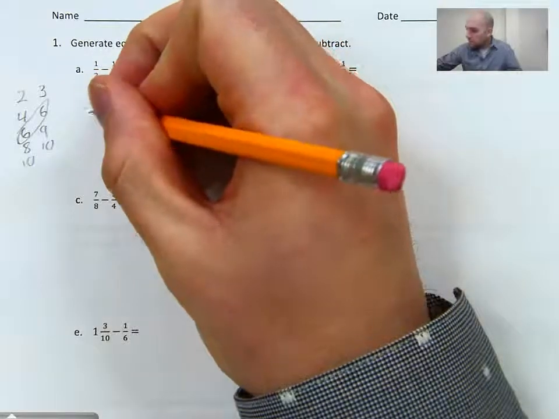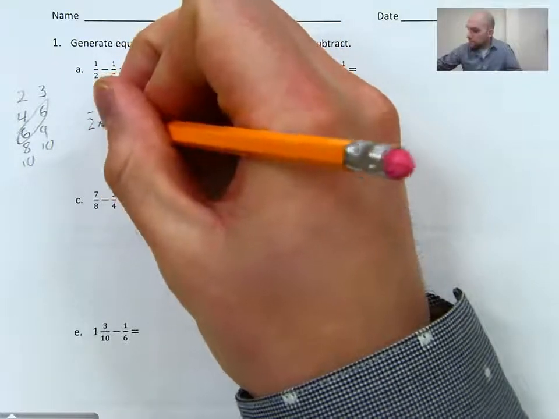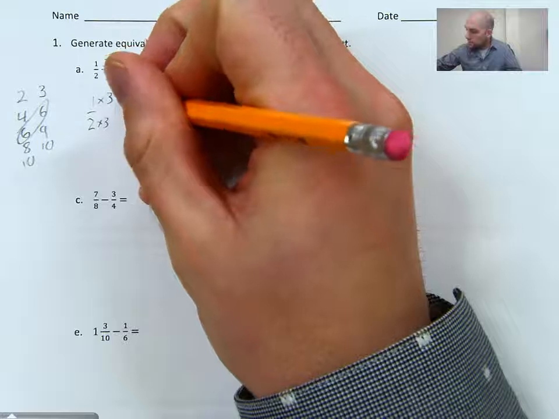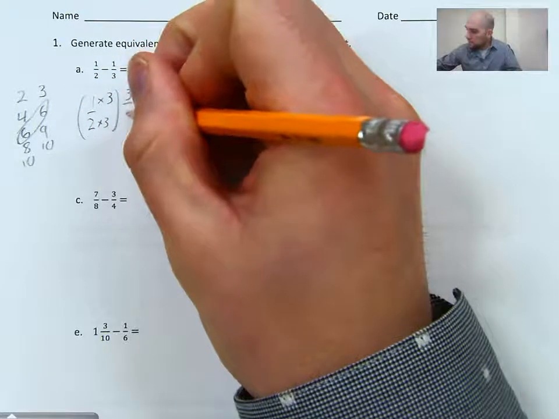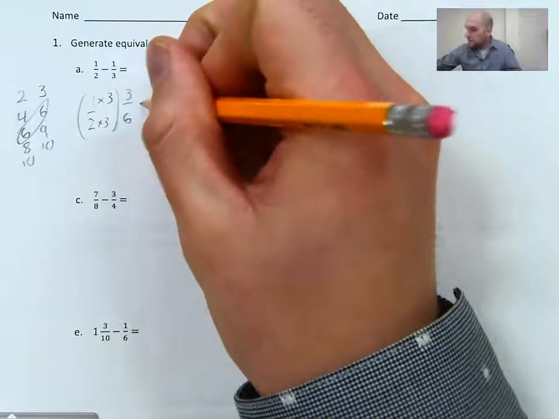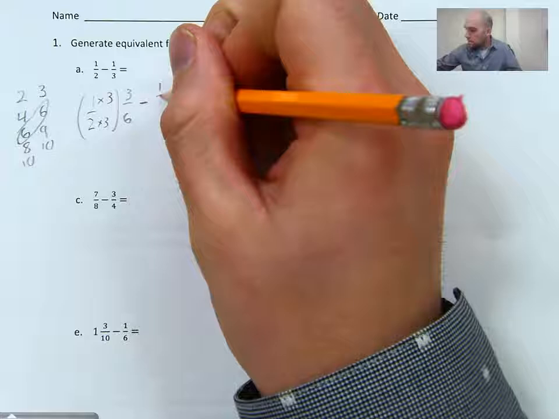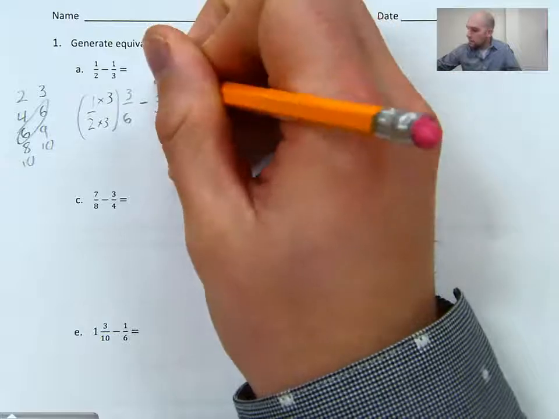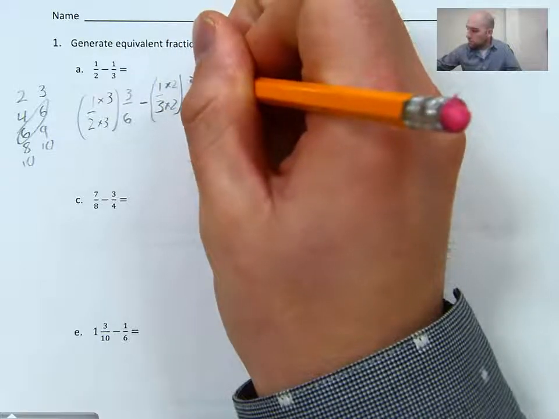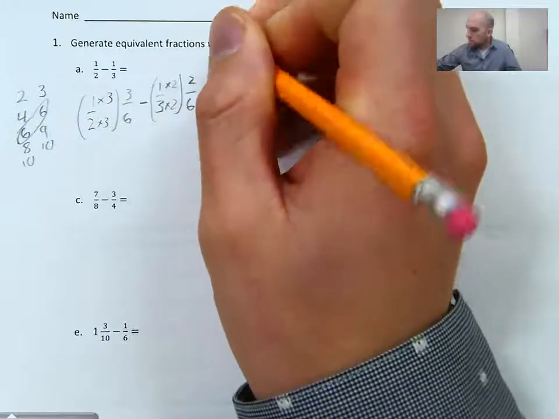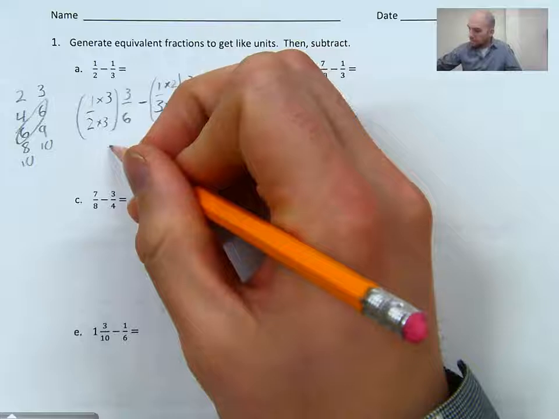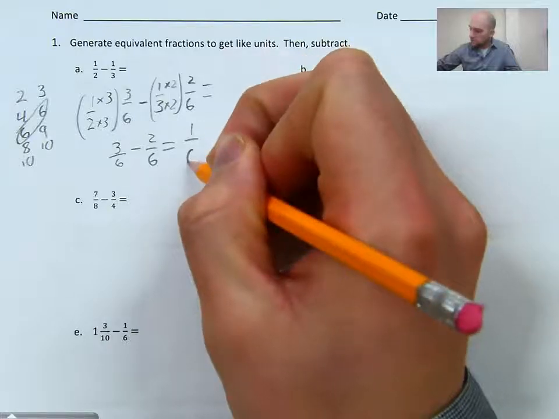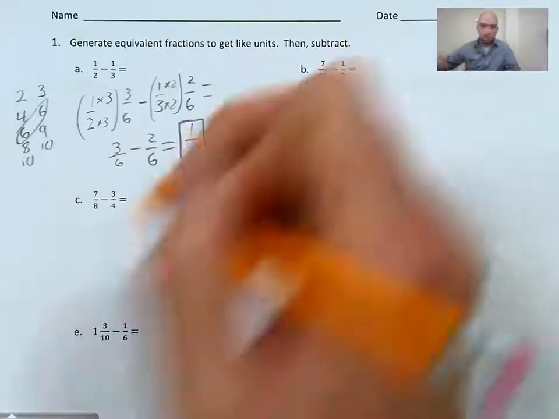So I'll start with 1/2. To get to 6, I need to multiply by 3, both top and bottom. And I will have 3 on the top and 6 on the bottom. 3/6 minus, and then I have 1/3. I need to multiply by 2 on the bottom and 2 on the top. And I'm going to end up with 2/6. So now I have 3/6 minus 2/6. That's going to give me 1/6. That's my answer.